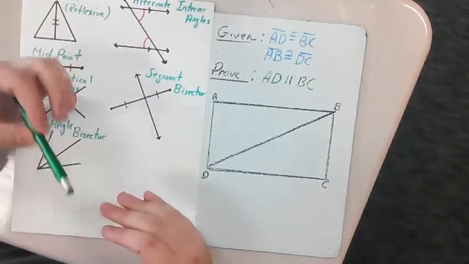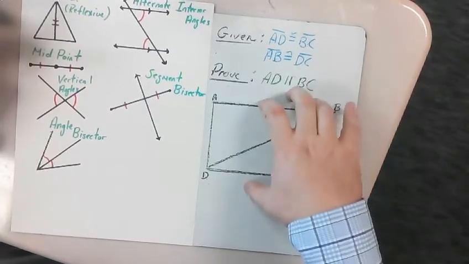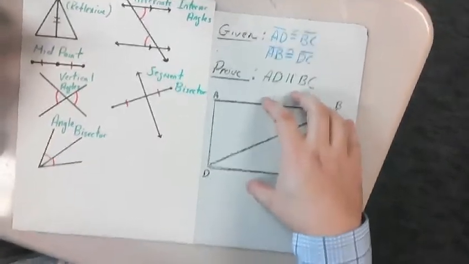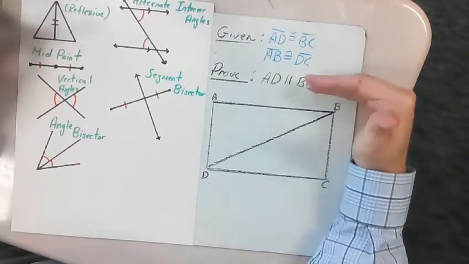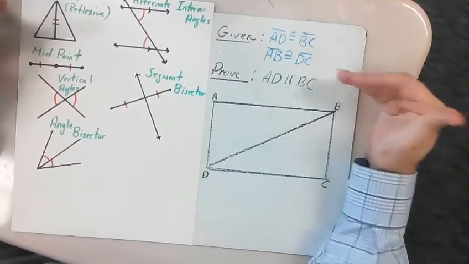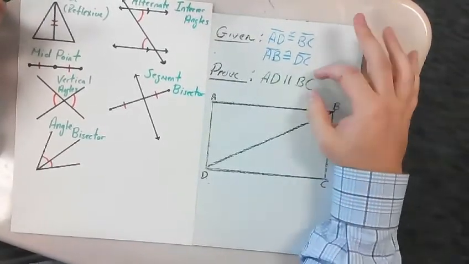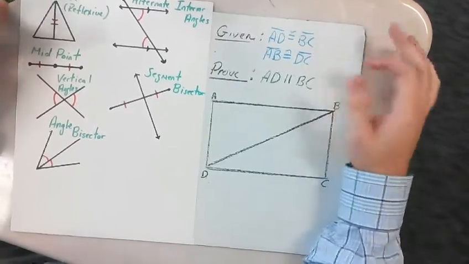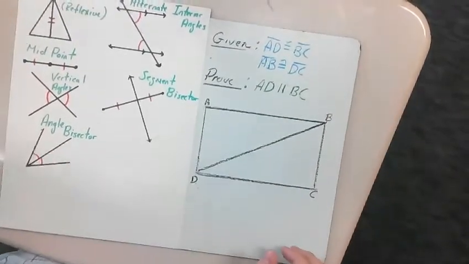It's kind of like thinking backwards. So if I could prove that alternate interior angles exist in here, that would probably be my best strategy to prove this. Remember, for our purposes, if it says prove here, it means it's possible. Okay, so let's start with the given.